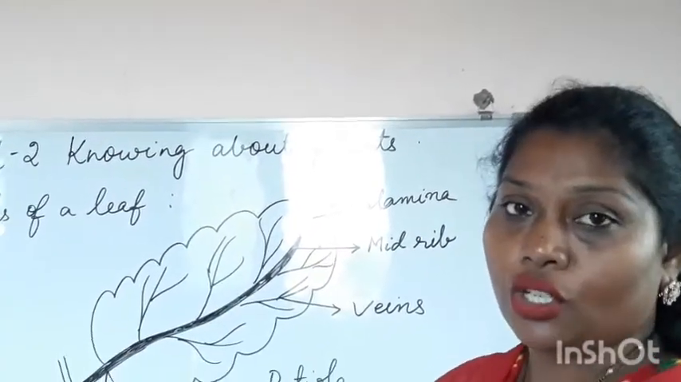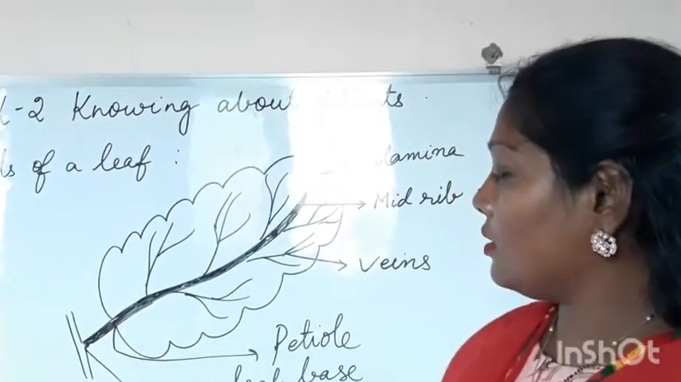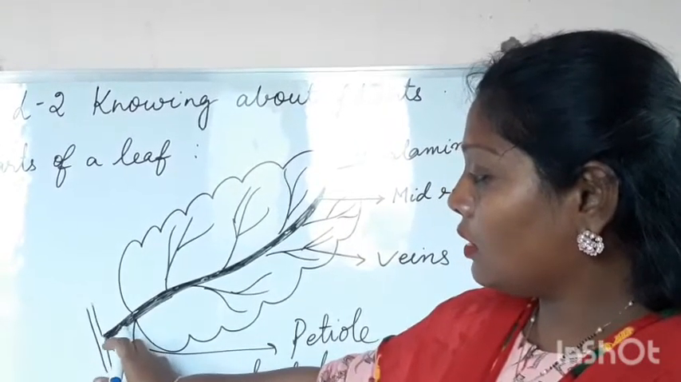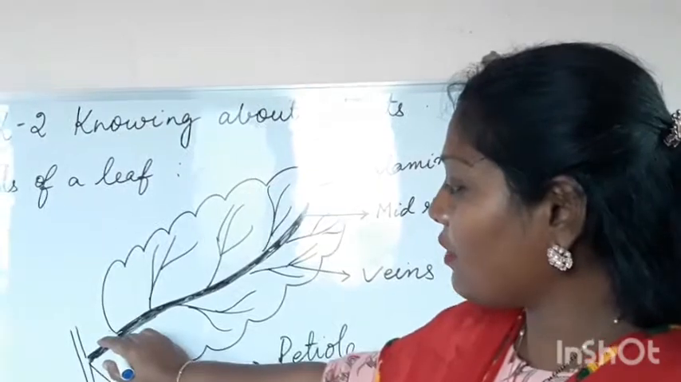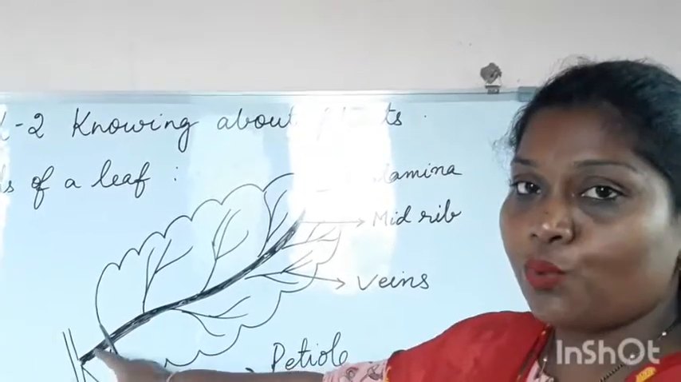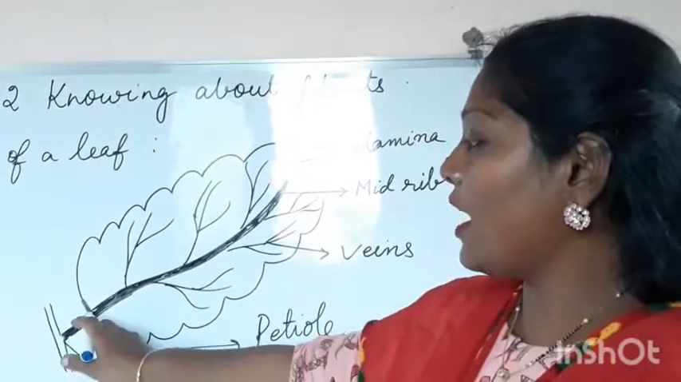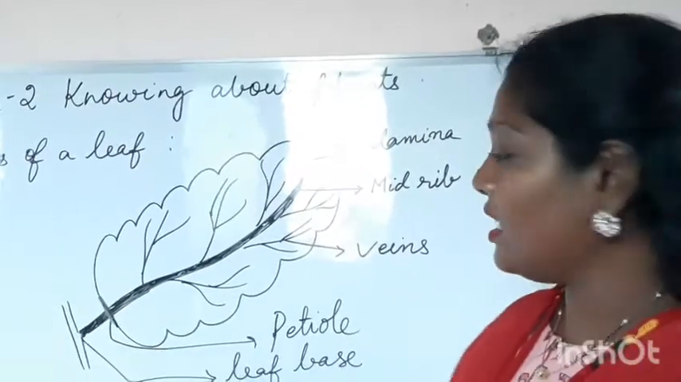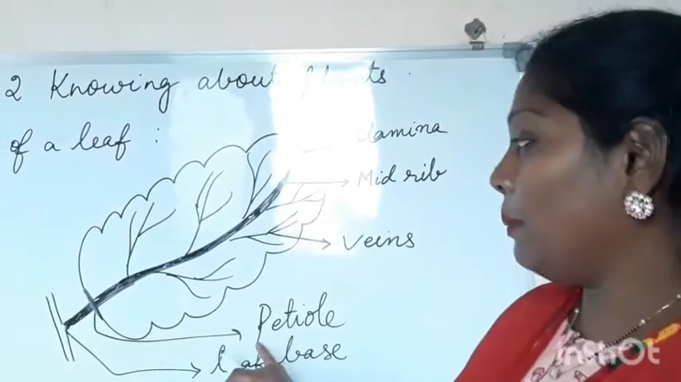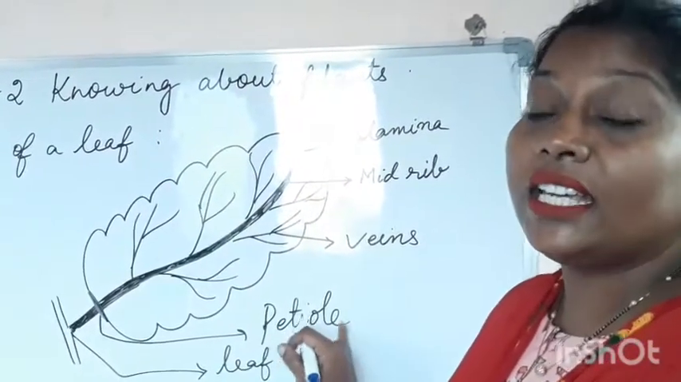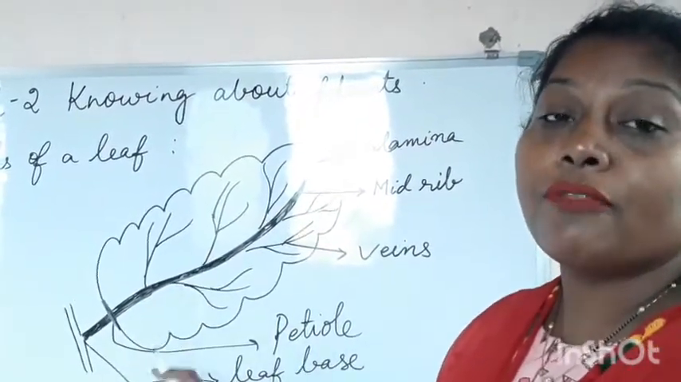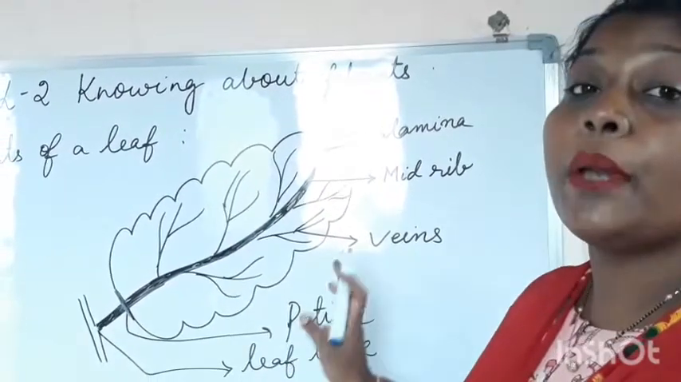or a branch. Okay. If you go on further, see here, after a certain point the leaf has started from this point. Yes, the shape of the leaf has started from this point. So this point where the shape of the leaf is being started is called the petiole. What is it children? Petiole. So from where the shape of the leaf starts is called the petiole.